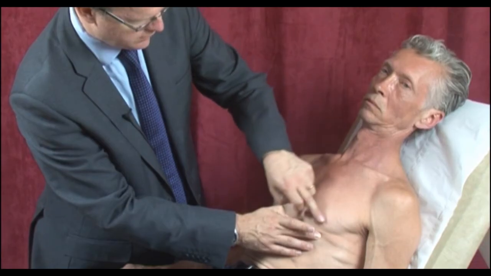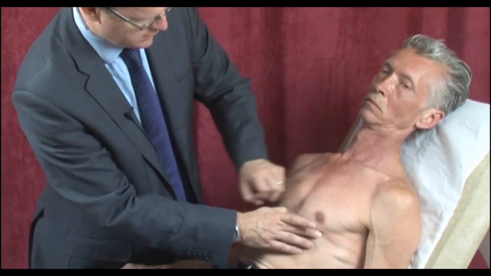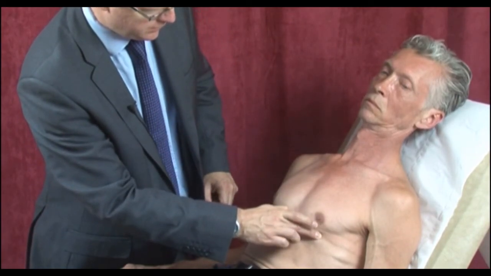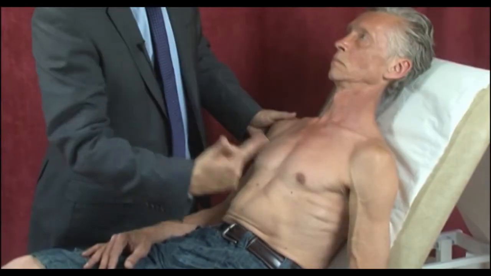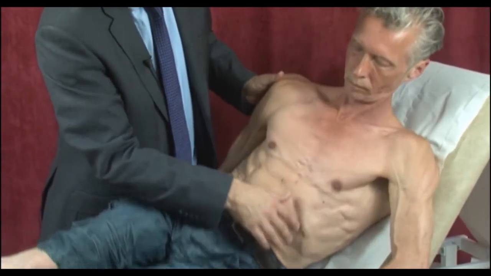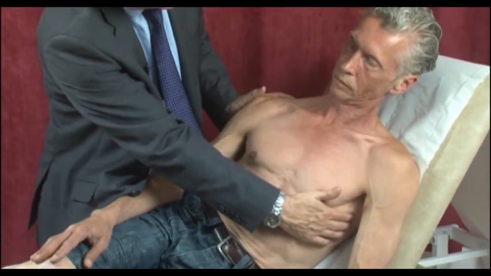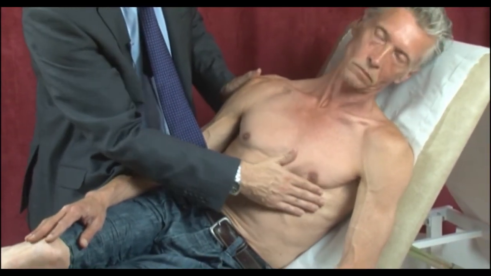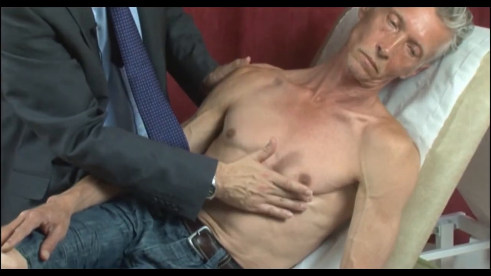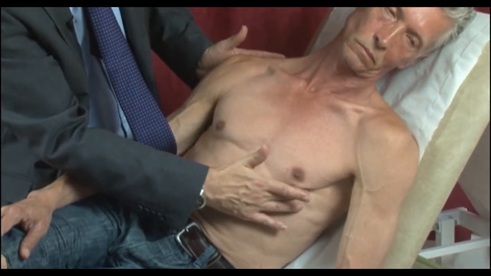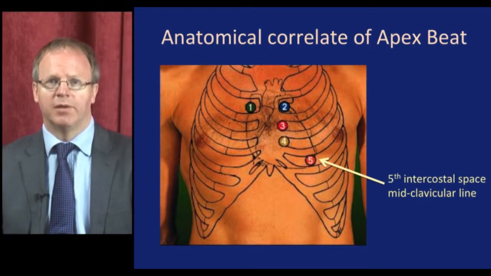Unfortunately, often the apex beat can be impalpable, as occurs in individuals with hyperexpanded chests. In this case, the patient can be rolled to the left side to bring the heart nearer to the chest wall and therefore make the beat palpable. If this is done, comments can only be made about the character of the beat. However, the location will now be inaccurate and should be treated with caution.